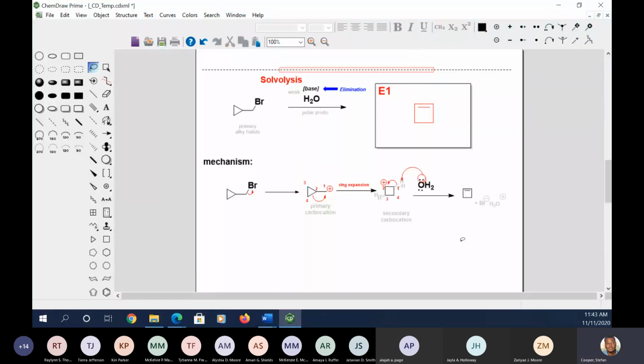Okay, my next question. Yes, ma'am. How did you know not to do a hydride shift? Because it would have gone from primary to tertiary. That's right. When you see a strained ring, that's going to dominate the chemistry, right? So it wants to relieve the ring strain over doing a hydride shift.